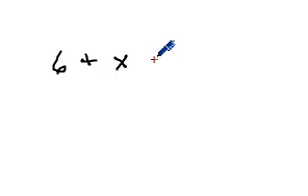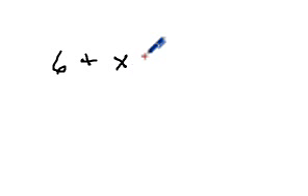So we have an expression here, 6 plus x. It's not an equation, it's just an expression right now. An equation would have an equal sign. And the unknown value that we have is x. We can use any letter, and this is called a variable because it varies. We don't know what it is.